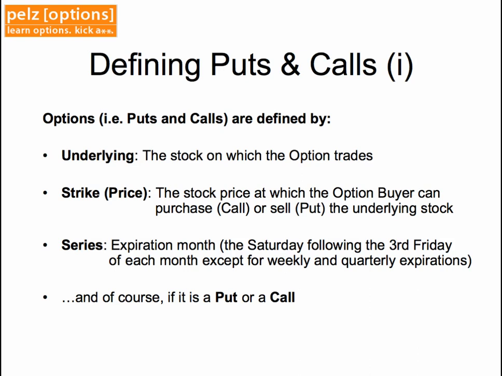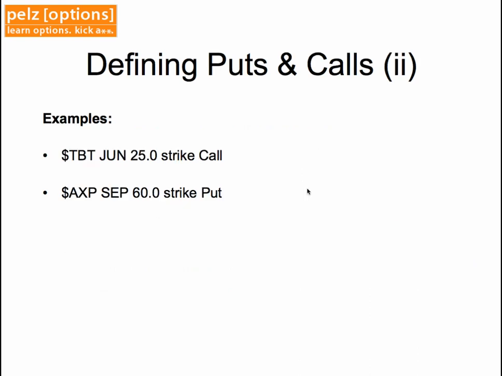And this is usually for monthly options. This is the Saturday following the third Friday of each month. And of course, weeklies expire on a weekly basis and quarterlies on a quarterly basis. Here are a few examples. TBT is the underlying. This is the June expiration 25 strike call. The next example, AXP is the underlying, American Express. September is the expiration. This is the 60 strike put. Very simple.